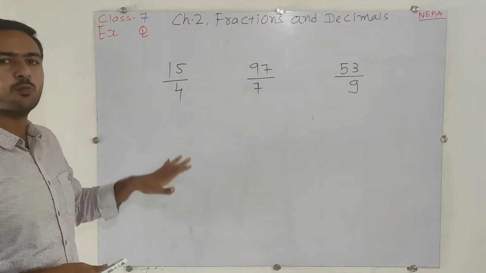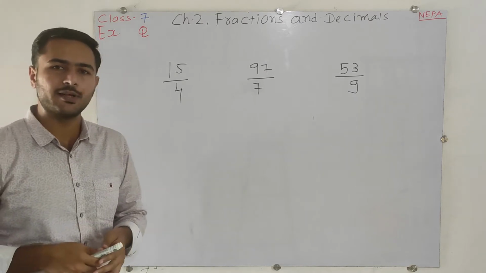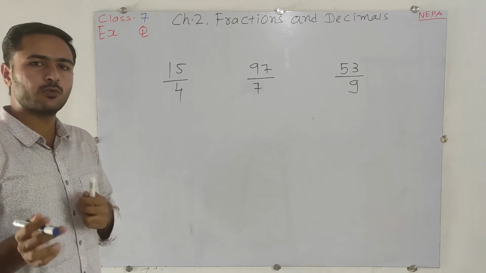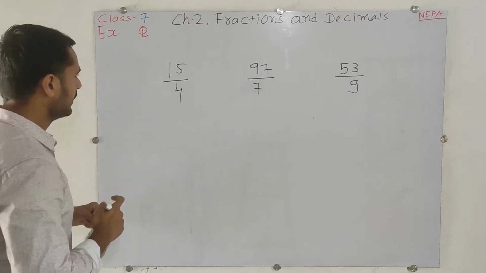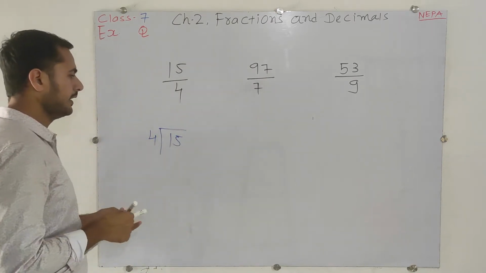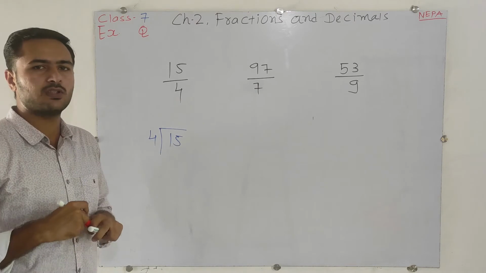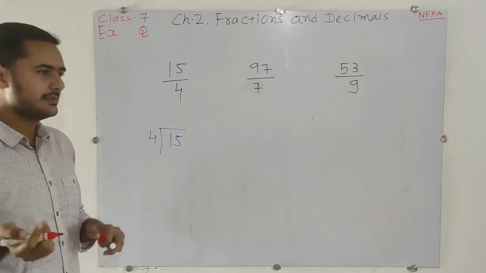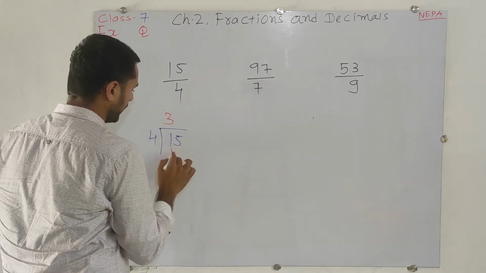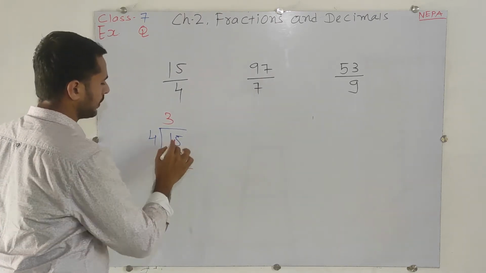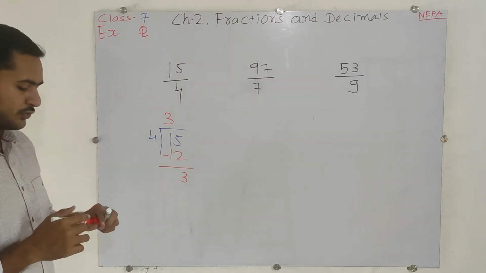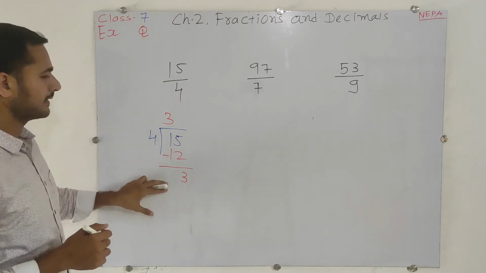Now here we have 3 more improper fractions, so we will convert them into mixed fractions. Let's start with the first one, 15 divided by 4. We will follow the division process. 4 ones are 4, 4 twos are 8, 4 threes are 12, and 4 fours are 16. 16 is greater than 15, so I will go with 4 threes are 12. Now subtract: 5 minus 2 is 3 and 1 minus 1 is 0, no need to write that. So we got the remainder 3.